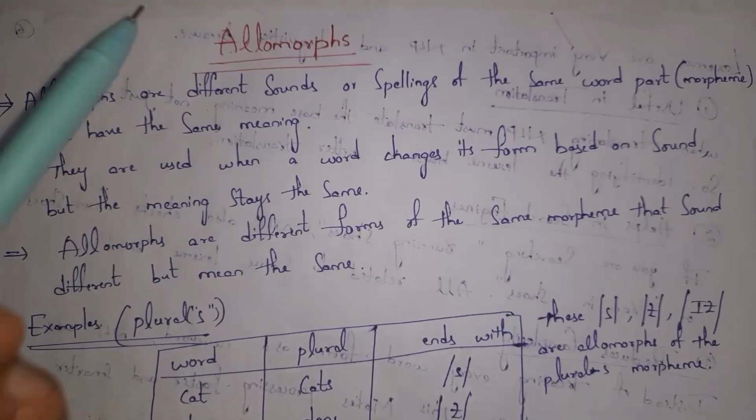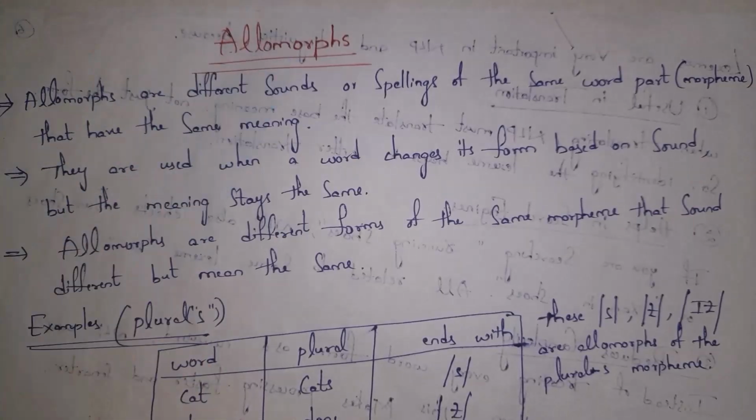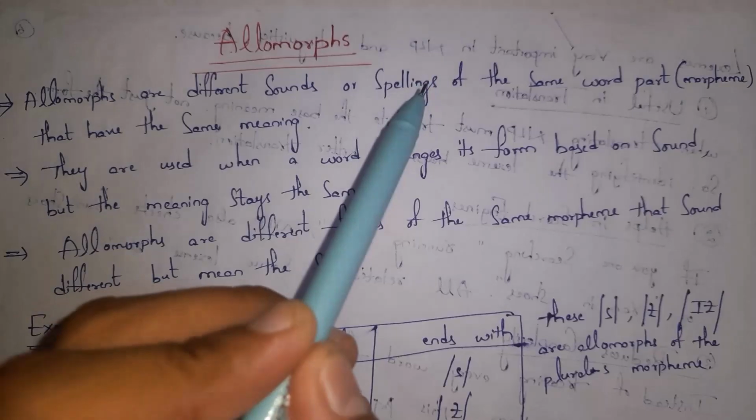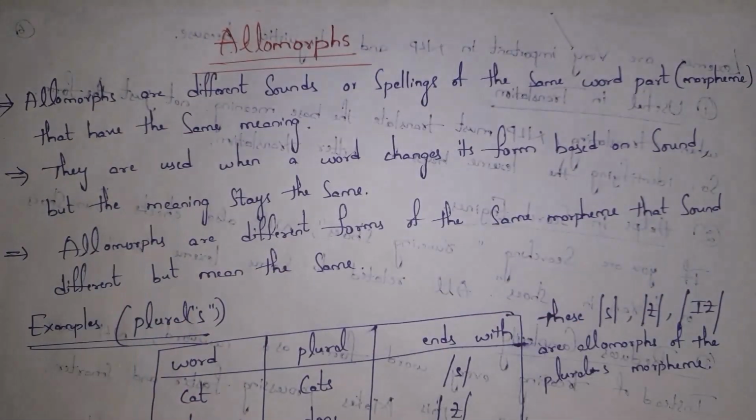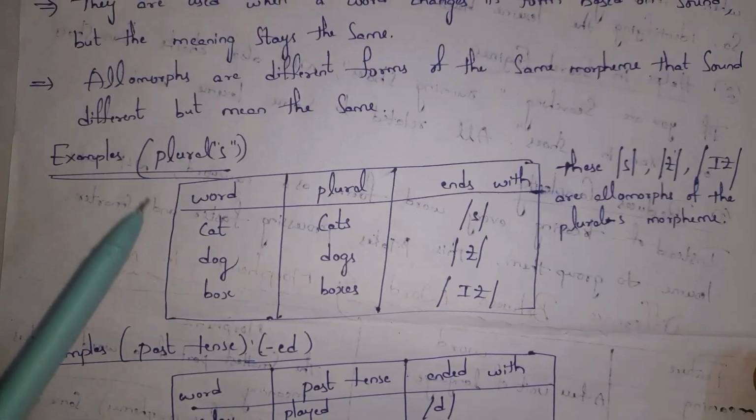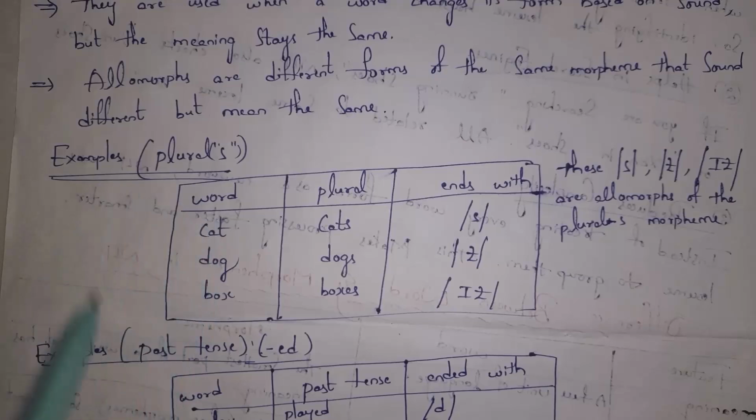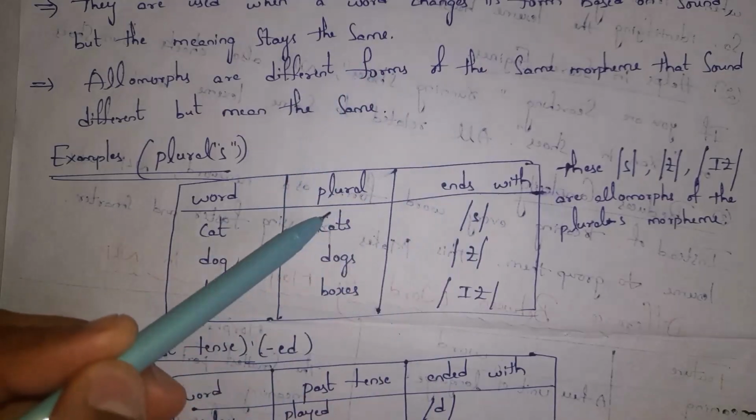Next I will explain what are allomorphs. Allomorphs are different sounds or spellings of the same word part that have same meaning. Guys, I'll give one simple example so that you can clearly understand what are allomorphs. For example, if you consider word cats, dog and box, this word's plural form is cats, dogs and boxes. All belongs to same word part, that is nothing but all ends with S.